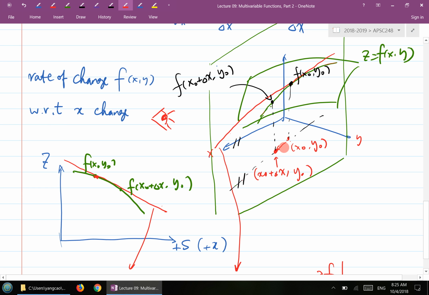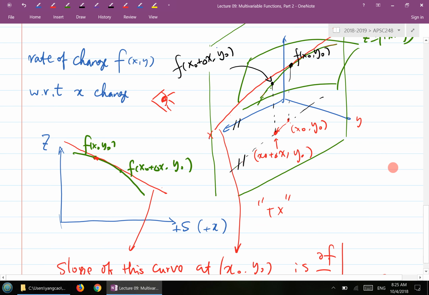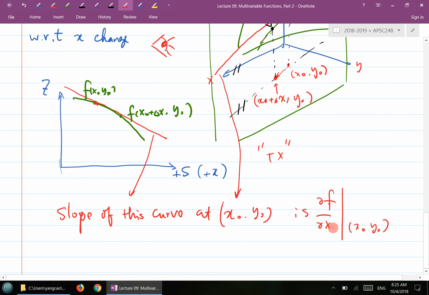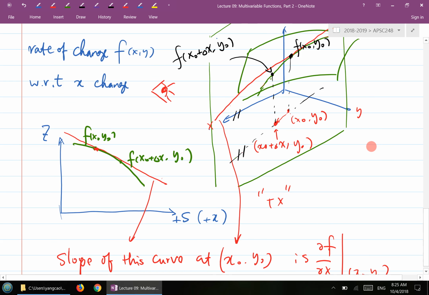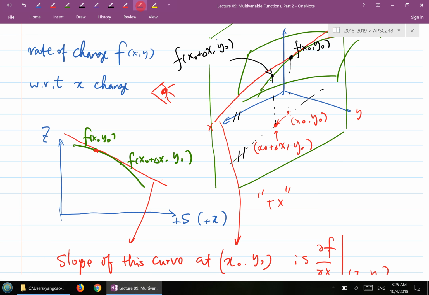Okay, so you see, the one we're moving at here is in the direction, in what direction? It's in the positive x-axis direction, right? So basically we're saying if you're walking in the positive x-axis direction, and I'm interested in the rate of change of the function f, then I will do the partial derivative.